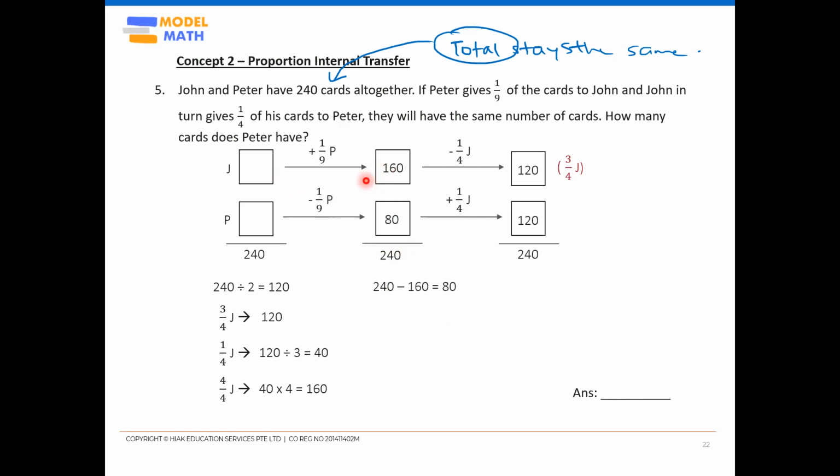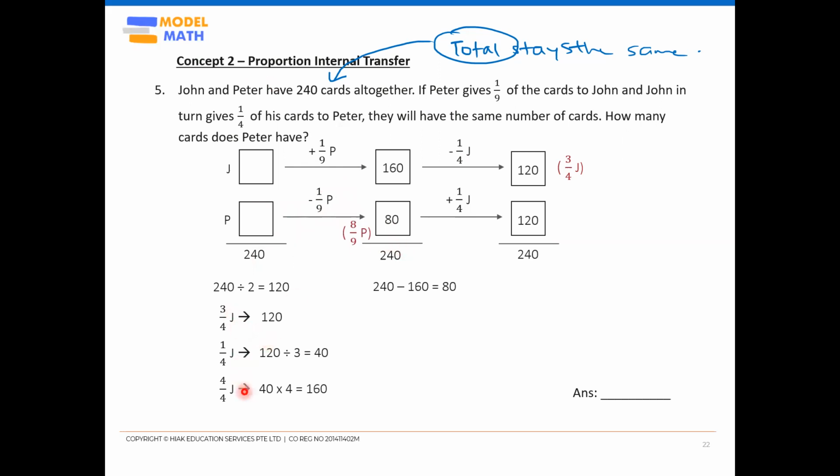So who should we use? Should we use the top guy or the bottom one? Remember, just like I said, we use the one who just gave away cards, which is Peter. See, Peter is the one who gave away. So use Peter. I will treat this as 9 out of 9, right? Because he gave away 1 out of 9, he has 9 units here. Which means that this 80 will be 8 out of 9 of Peter's cards.